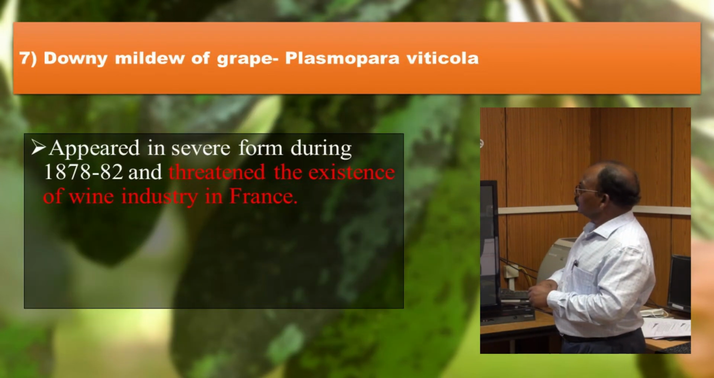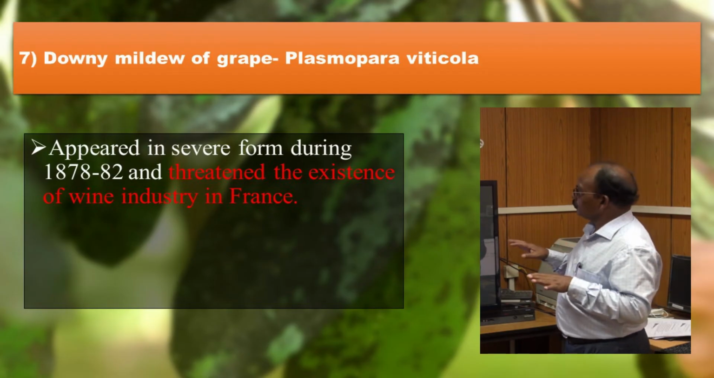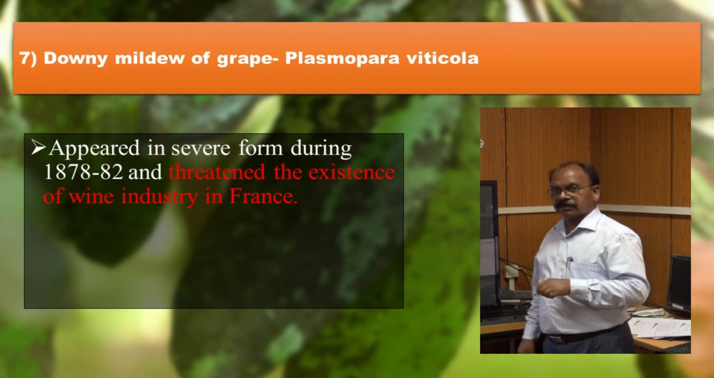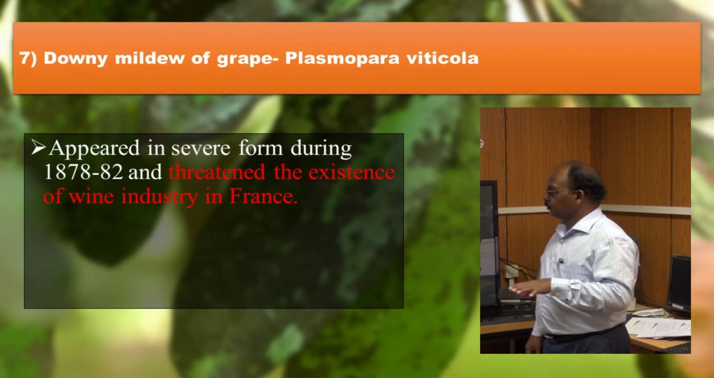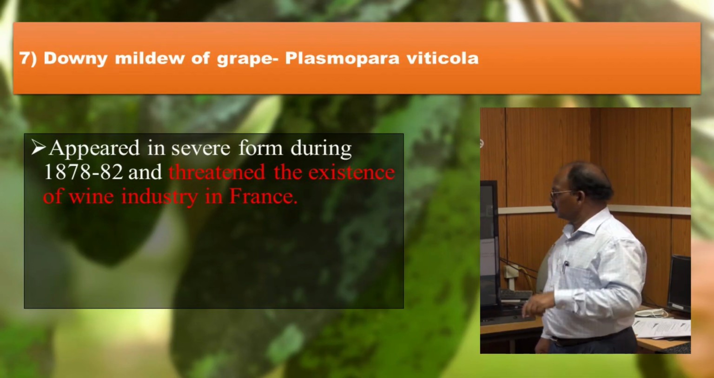Next disease, downy mildew of grapes. This is also a fungal disease caused by Plasmopara viticola. This disease appeared in severe form during 1878 to 82 and threatened the existence of the wine industry in France.